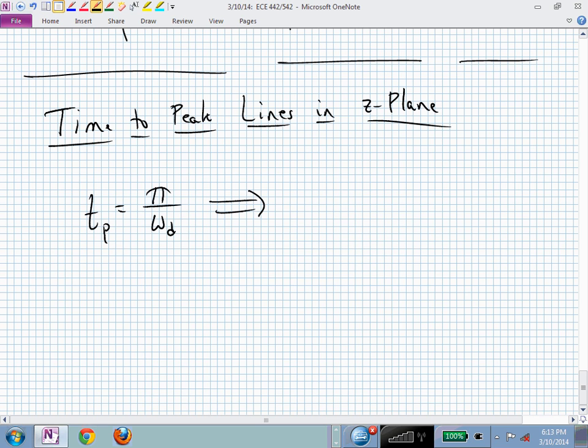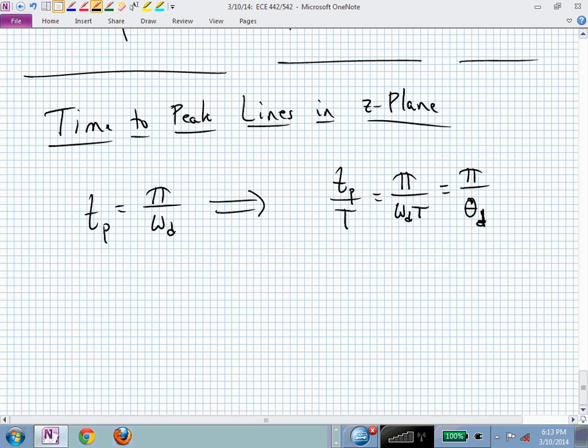Now, if I normalize that by the sample period, if I divide both sides, the left side and the right side, by the sample period, I'm going to now normalize my time to peak in terms of sample periods. Meaning time to peak over T is going to be equal to pi over omega sub d T. But what did we call omega sub d T? Do you remember? That was this nice angle, how we defined our angle, theta sub d, in the z-plane. Omega sub d T is theta sub d.